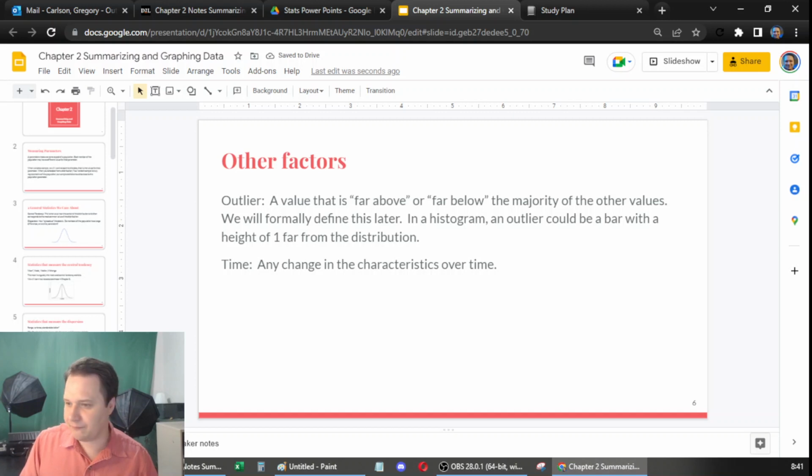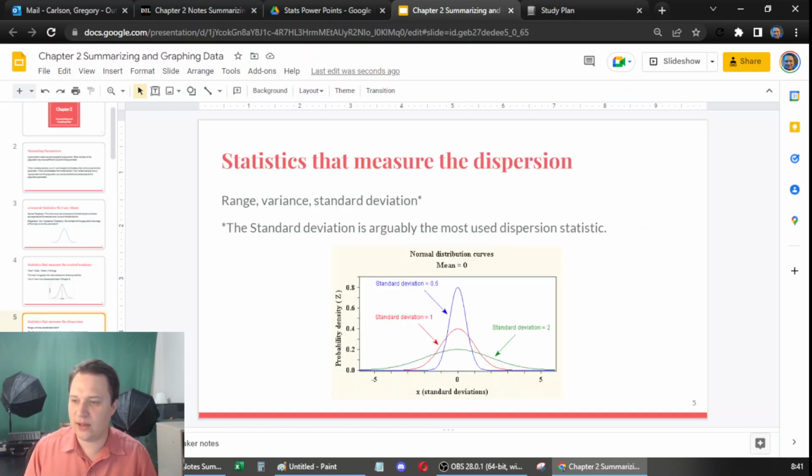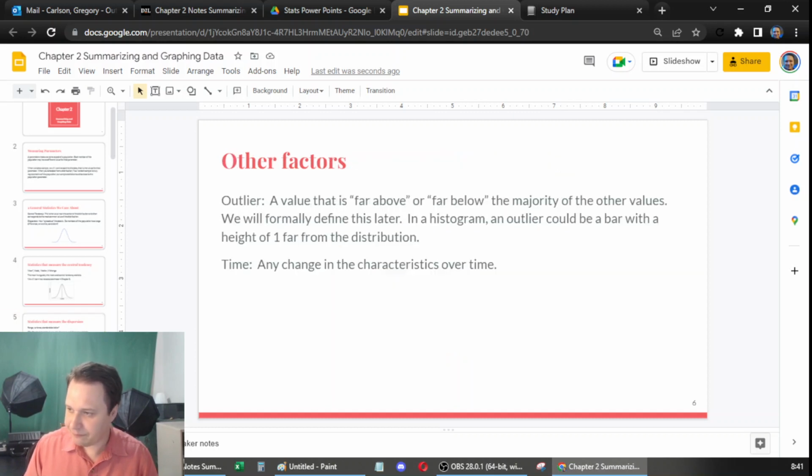Okay, so let's look at some other ideas. An outlier is a value that is far above or far below the majority of our other values. It's a little subjective how you define an outlier. Before I forget, we will look at how to calculate standard deviation just like the other statistics, and we're also going to talk a lot more about why it's so important. In Chapter 3, we will learn a formal way to declare something as an outlier or not.